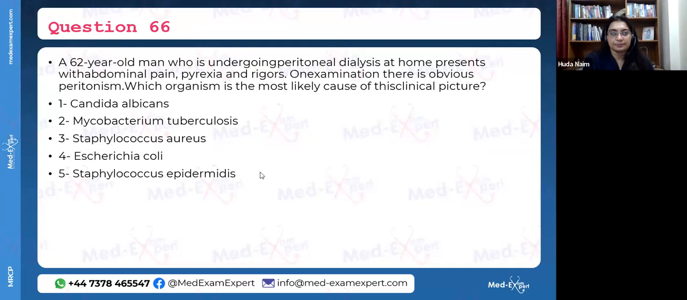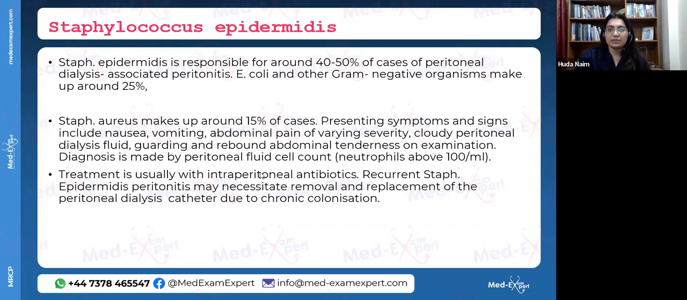Okay, the next one. I think this was also on the exam this time. So the patient is having peritoneal dialysis and now has presented with sepsis. So what is the underlying organism? The most common organism in this condition would be Staph epidermidis. Okay. So it's Staph epidermidis. And it makes up about 40 to 50% of the cases of peritoneal dialysis associated peritonitis.